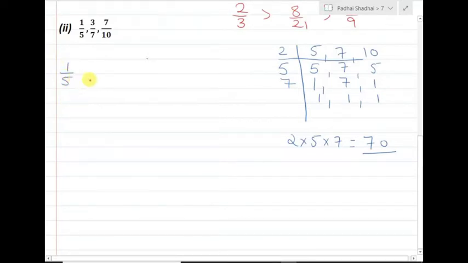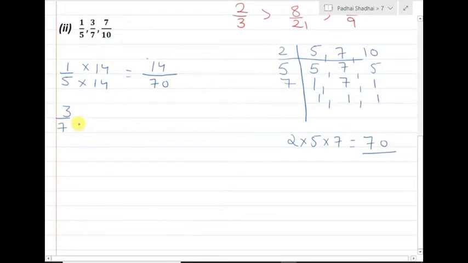dividing 70 by 5, we will get 14. So we will have to multiply both the terms by 14. Okay, denominator by 14 and numerator also by 14. Okay, so we will get in denominator 70 and in numerator we will get 14 ones are 14.